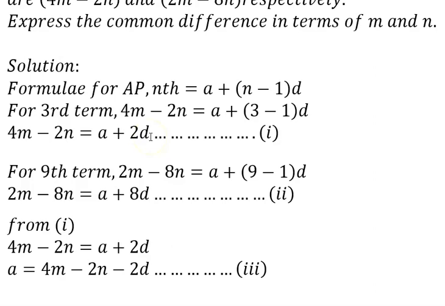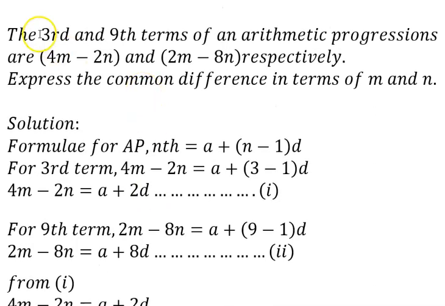We do the same thing for the ninth term. Don't forget we are given two of them, the third and ninth terms. This is for the third term, 4m minus 2n, and this is for the ninth term, 2m minus 8n. So let's do the same thing for the ninth term. All we need to do is apply it through our formula for AP.